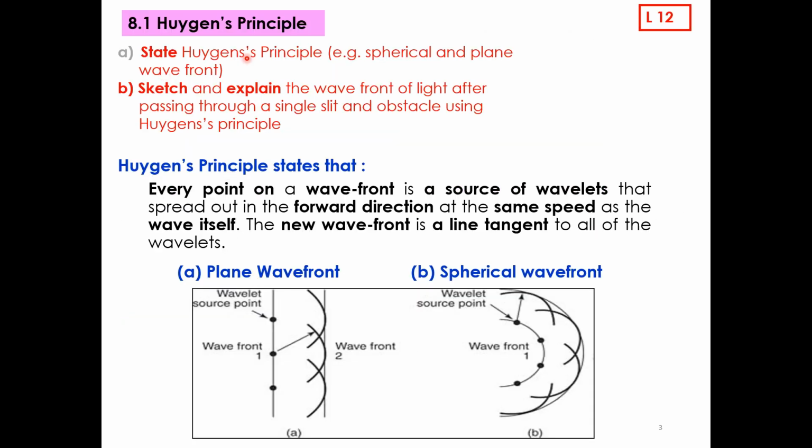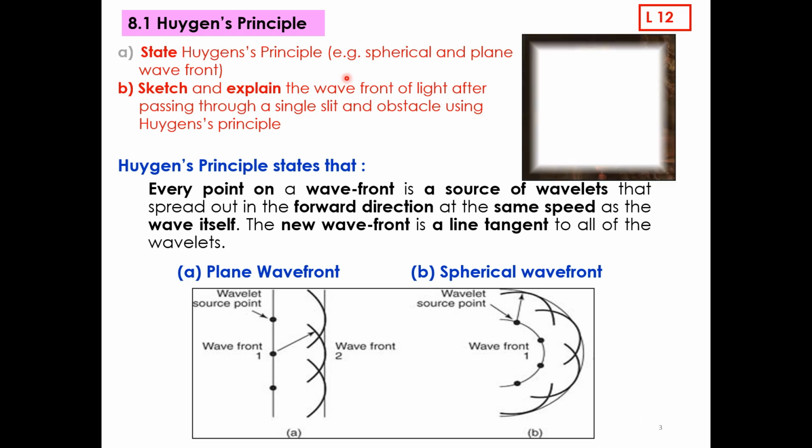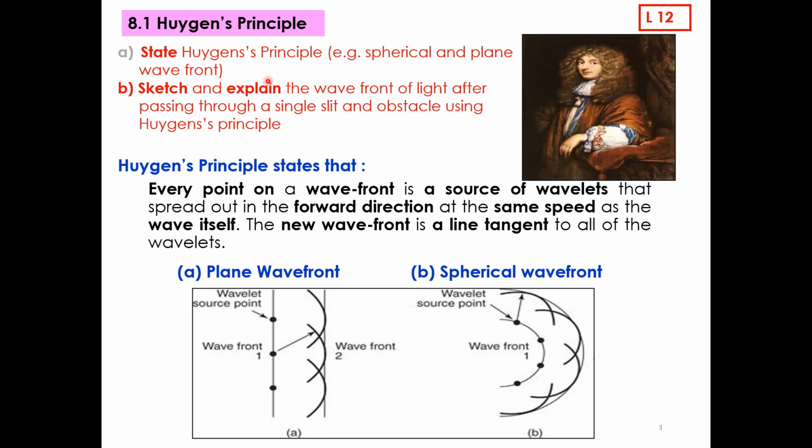8.1 Huygens' Principle. The learning outcome for 8.1: we focus on spherical and plane wavefronts, and sketch and explain the wavefront of light after passing through a single slit and obstacle using Huygens' Principle. Huygens' Principle states that every point on a wavefront is the source of wavelets that spread out in the forward direction at the same speed as the wave itself. The new wavefront is a line tangent to all the wavelets.